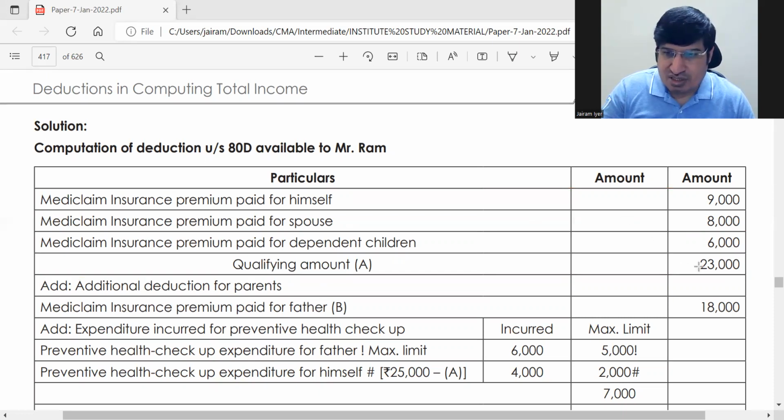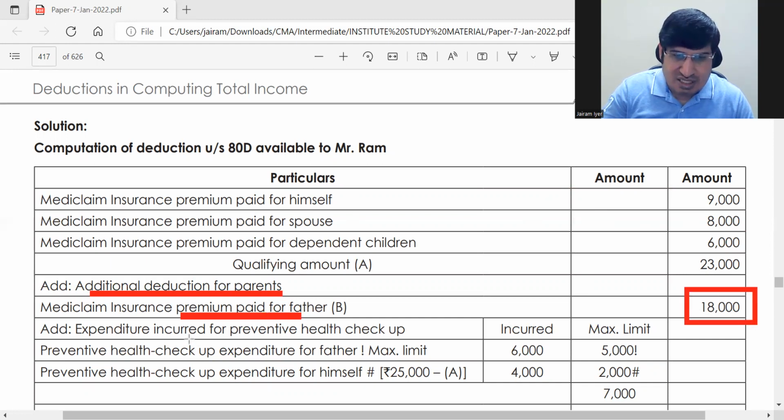Okay. So this is done. 23,000. Then mediclaim, additional deduction for parents, 0.2. Okay. Mediclaim for father, 18,000. He'll get fully, no problem. Okay. Then health checkup comes.